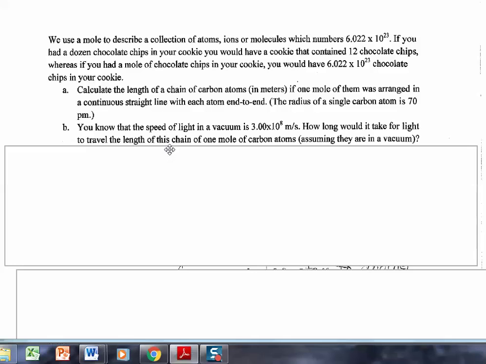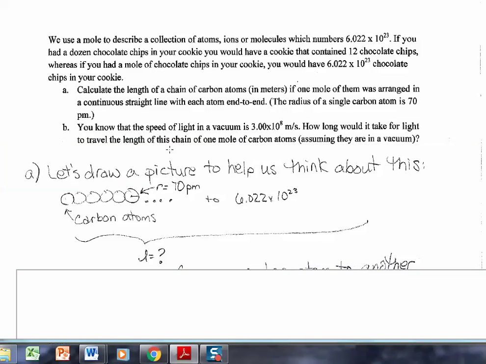So let's begin with the first part of the problem. I think it's helpful to draw a little picture to help us think about our carbon atoms lined up in a row. So I've drawn these circles to represent carbon atoms, and we imagine them continuing 6.022 times 10 to the 23rd of them. And we want to figure out what that length will be.